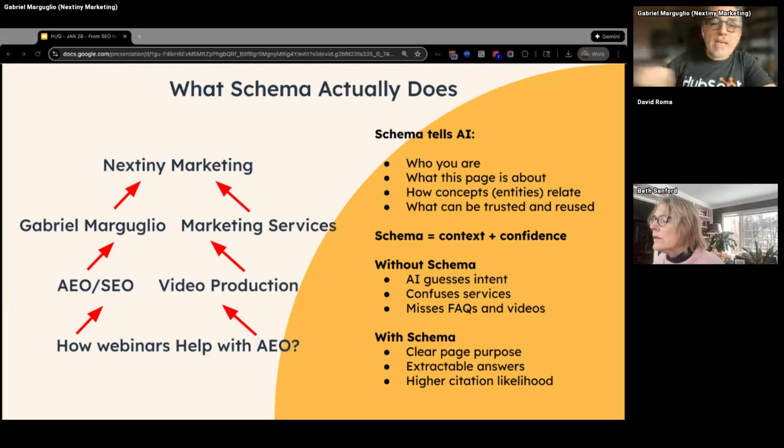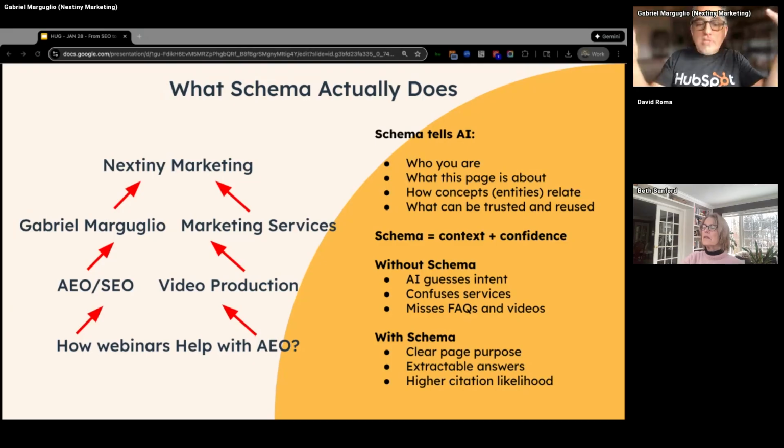So when AI is reading our content, it understands that this is content from an organization called Nextiny Marketing, from the author, Gabriel Marguglio, that gives marketing services, that also understands SEO and AEO, and is answering one of their FAQs, which is how webinars help with AEO.